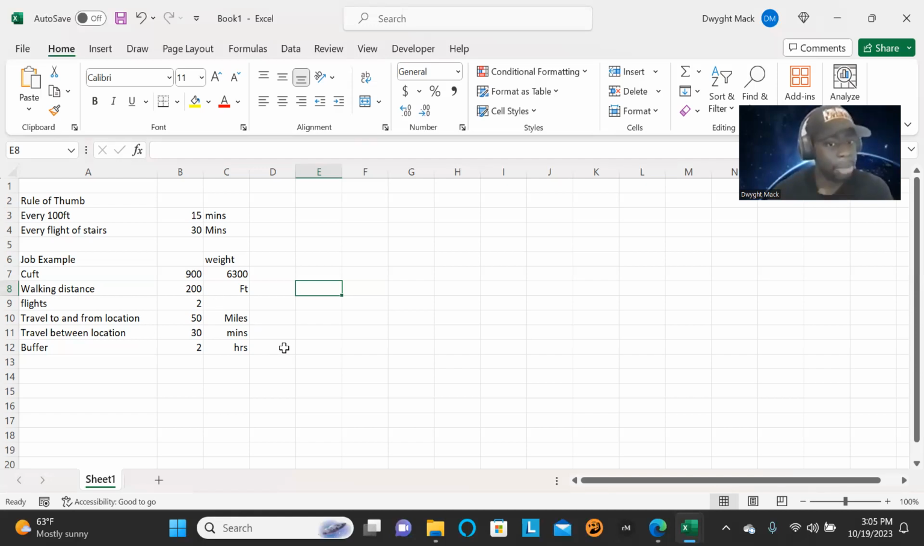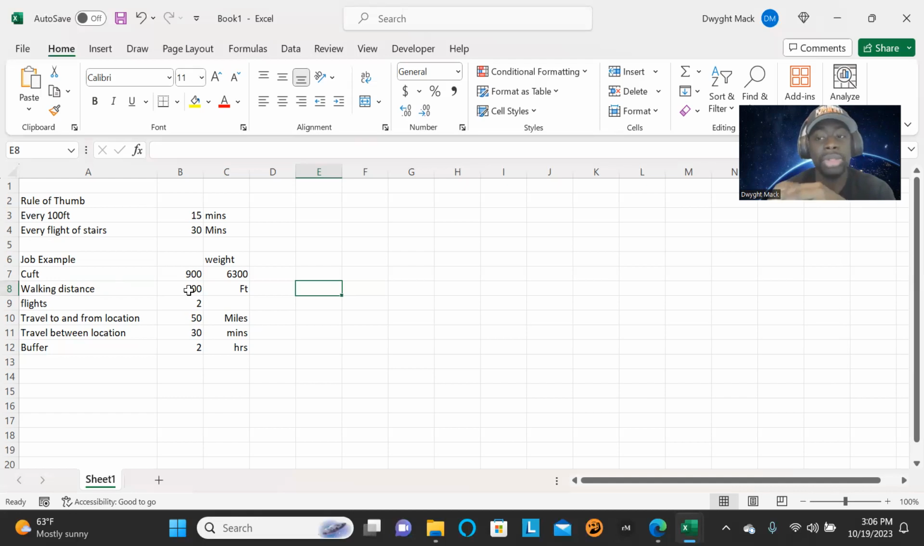So we do have an example here. Now, I'm going to just use some example numbers, or rather example rates, so that we can get a quote. So we're going to use 900 cubic feet for this load. So we have 900 cubic feet.